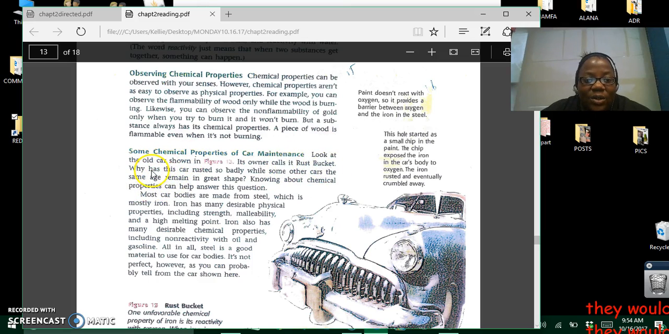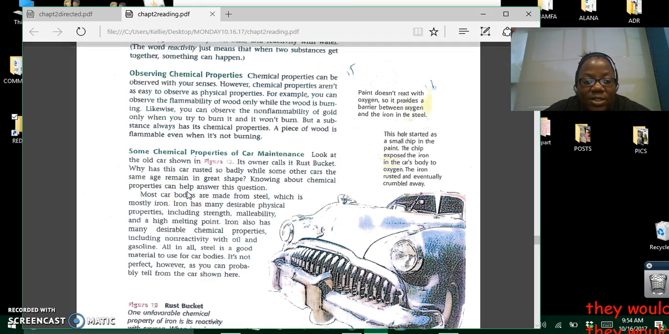That's funny. Okay. Why has this car rusted so badly while some other cars the same age remain in great shape? Knowing about chemical properties can help you answer this question. Most car bodies are made from steel, which is mostly iron. Iron has many desirable physical properties, including strength, malleability, and a high melting point. Iron also has many desirable chemical properties, including non-reactivity with oil and gasoline. All in all, steel is a good material to use for car bodies. It's not perfect, however, as you can probably tell from the car shown here. And if you look at here, paint doesn't react with oxygen. Ding! So it provides a barrier between oxygen and the iron in the steel.